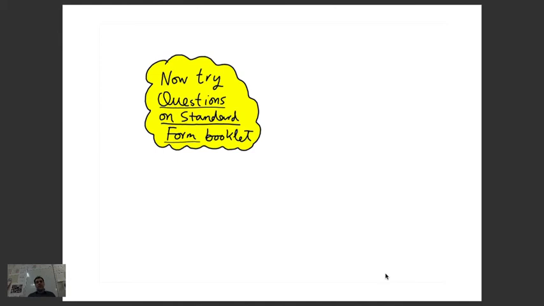So there was a booklet with some questions from old exam papers, which I've set as a summative assessment. So it's called Questions on Standard Form. You need to have a go at those.